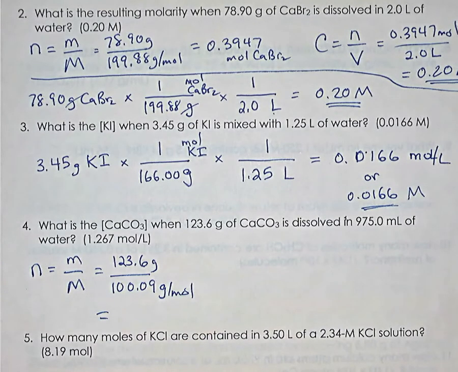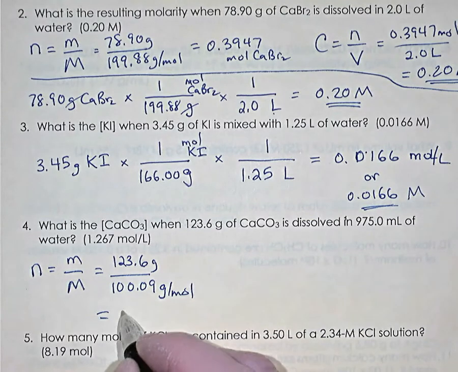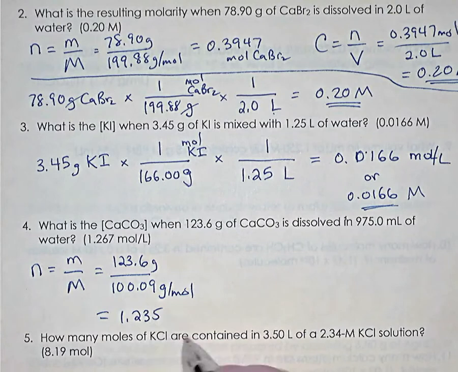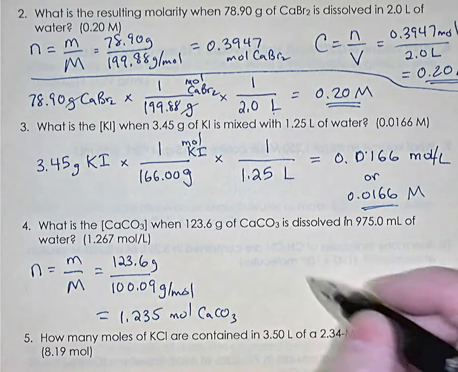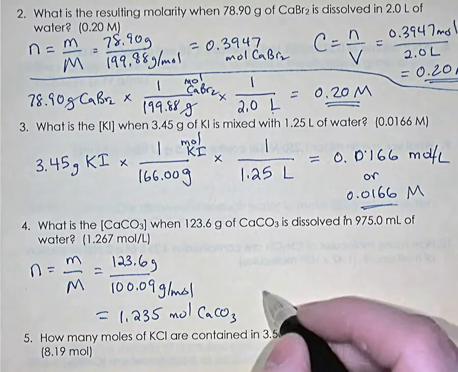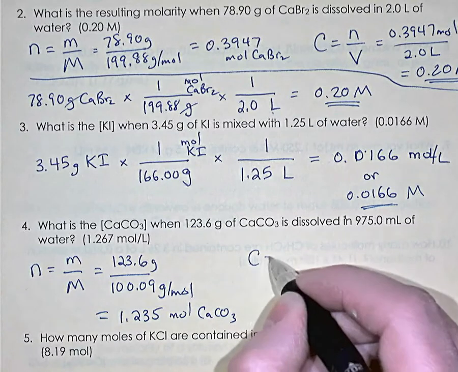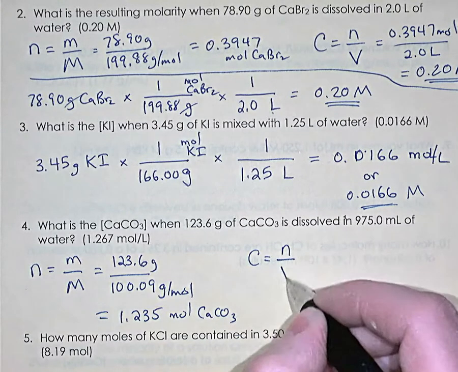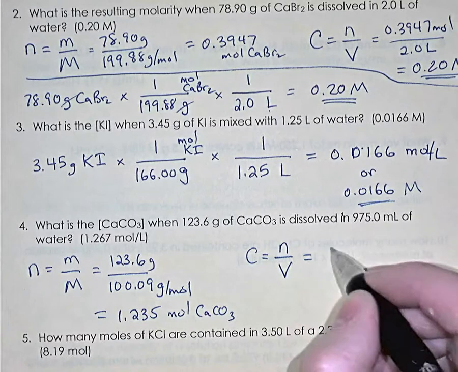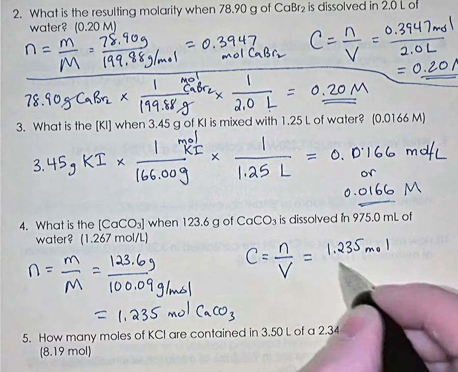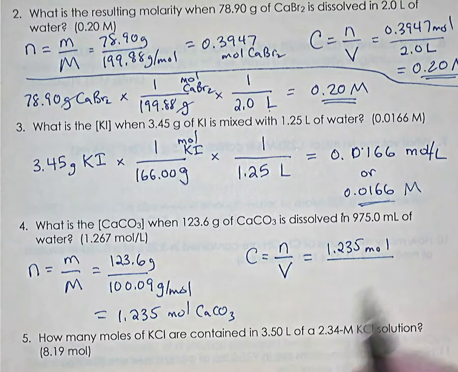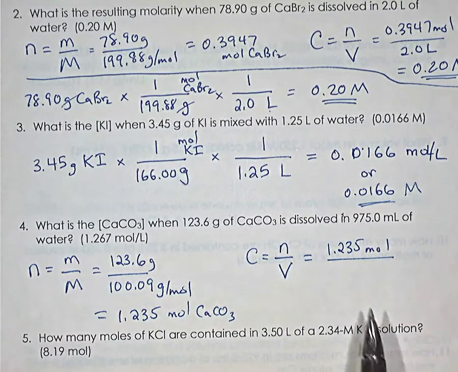So 123.6 divided by 100.09, this is 1.235, 4 significant digits, moles of calcium carbonate. Okay, and we're going to dissolve this to make 975 milliliters of solution. Concentration is moles divided by volume, and that's equal to 1.235 moles of the calcium carbonate divided by the volume, but the volume has to be in liters.